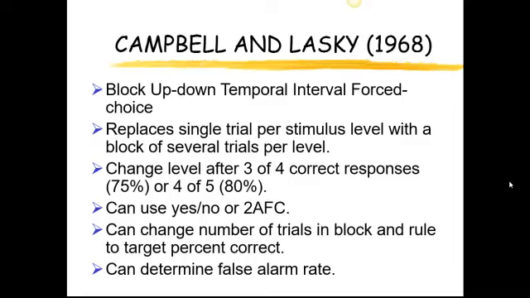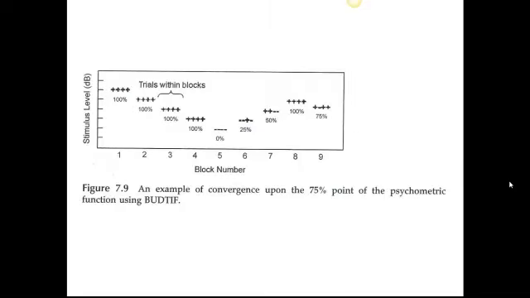So here's an example of a convergence on the 75% point of the psychometric function using a blocked method. So you can see they're presenting 4 presentations at each level, and the pluses mean that the person said they heard it, and the negatives mean that the person said they didn't. So they're honing in on that 75% point using this method. So 75% obviously with 4 would be 3 out of 4 were heard.